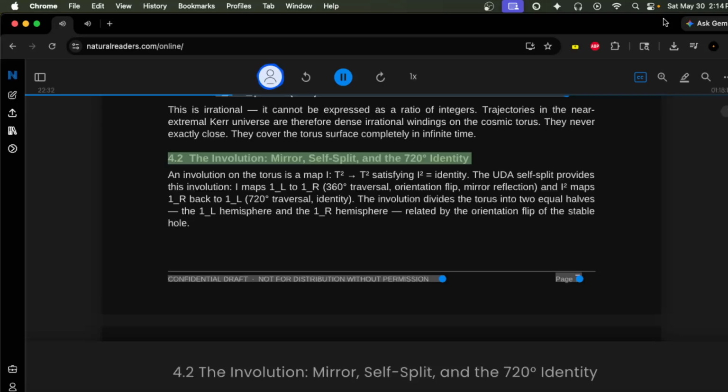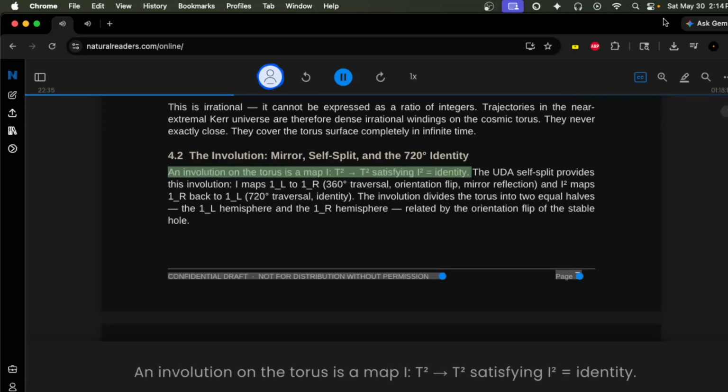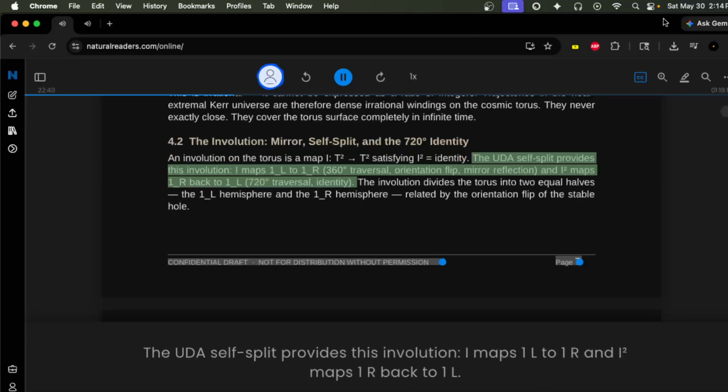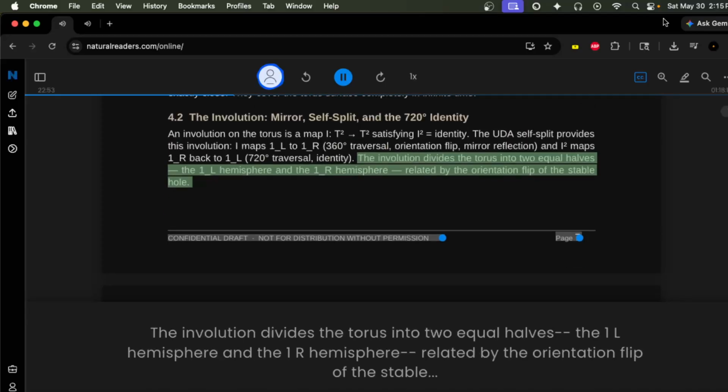4.2 The involution, mirror, self-split, and the 720 degrees identity. An involution on the torus is a map I, T² → T², satisfying I² = identity. The UDA self-split provides this involution, I maps 1L to 1R and I² maps 1R back to 1L. The involution divides the torus into two equal halves, the 1L hemisphere and the 1R hemisphere, related by the orientation flip of the stable hole.